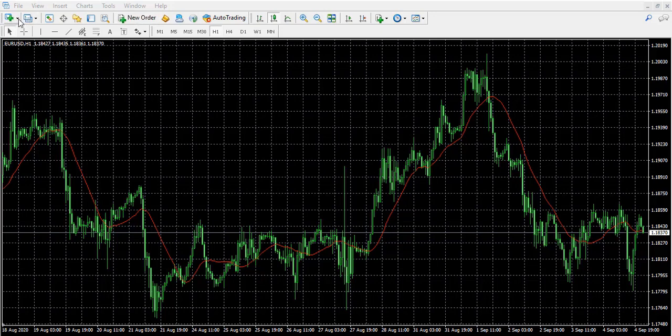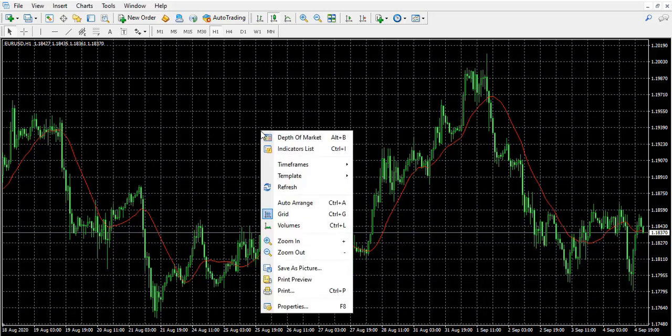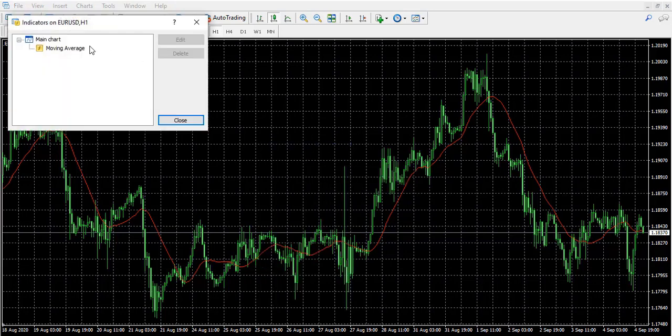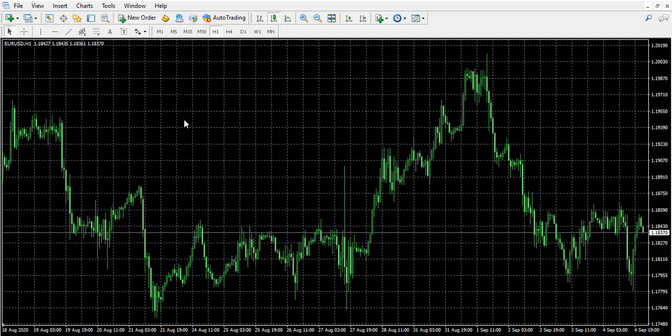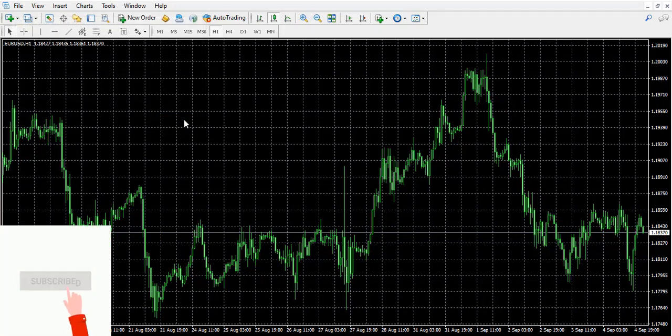As you see now, I have my SMA 20 already on my screen, so I'll try and remove it now, and then I will put it back there. Let me remove it now. Okay, delete it now. So I close now. Okay, now guys, let me take you through how you can pick your own simple moving average.